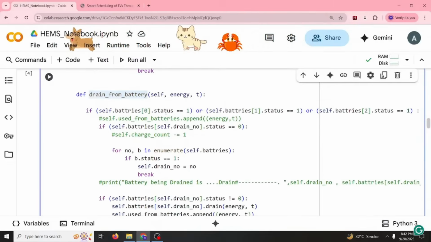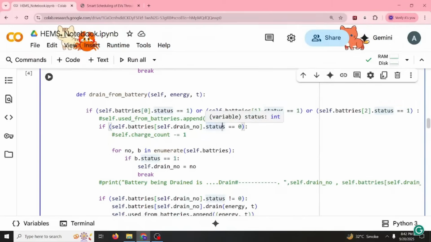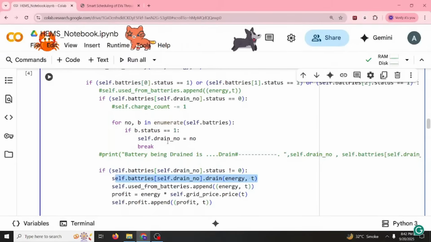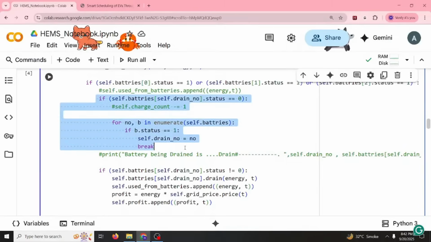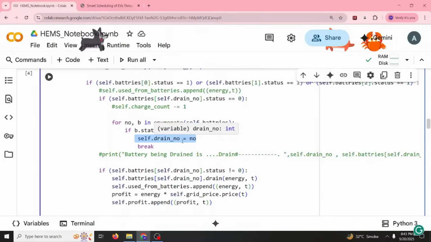And if we drain from the battery, any of the batteries must be full. So if any of the batteries is full, we can check the status of that specific battery and discharge it for our purpose. Here we are draining the energy, and here we are just switching the batteries based on the battery under discharge. Here in this loop, mainly we check if the status of the battery is empty. That means we have to change the battery. For that purpose, we are just going through the batteries, checking their status, and selecting the drain number accordingly. Whatever battery is empty, we will choose that state number. Okay.